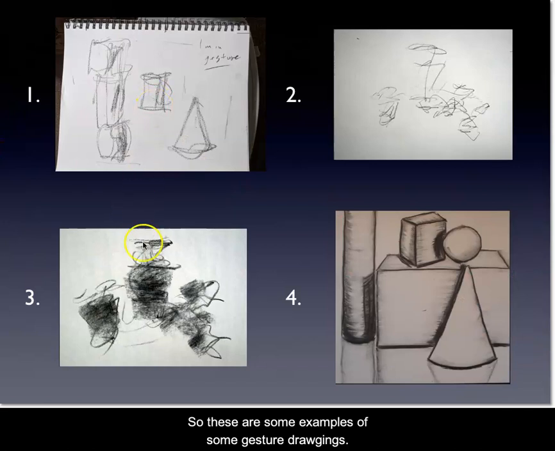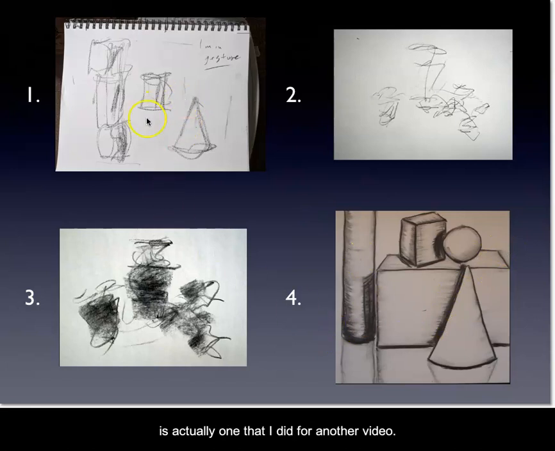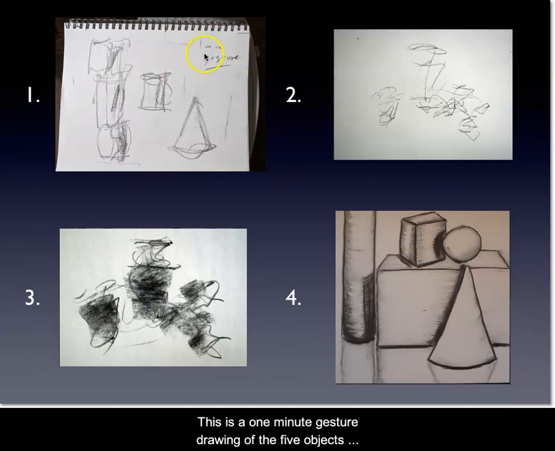So these are some examples of some gesture drawings, and some that are not, which I'll get to. So number one is actually one that I did for another video. This is a 1-minute gesture drawing of the 5 objects that I had in my still life. This is another one. This probably represents a 1 to 2 minute gesture drawing. I could tell by the number of lines used, probably 1 minute.